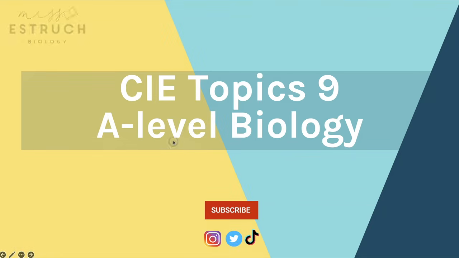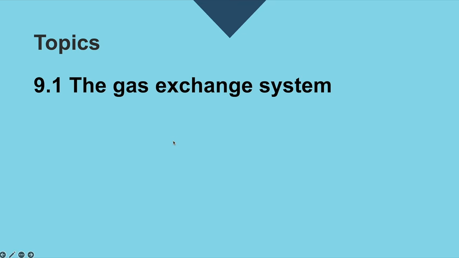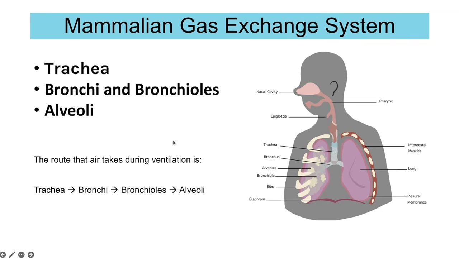CIE topic 9, and in this one we're going through gas exchange. So the mammalian gas exchange system, then, you need to know the key structures: the trachea, bronchi, bronchioles, and the alveoli. And the route that air takes during ventilation is, it will be inhaled through the nasal cavity or mouth, then it passes down the trachea, which is the windpipe. It then is split between these two tubes, which are the bronchi. It then branches into multiple smaller tubes, which are the bronchioles, and then we get to these air sacs at the end, which are the alveoli.